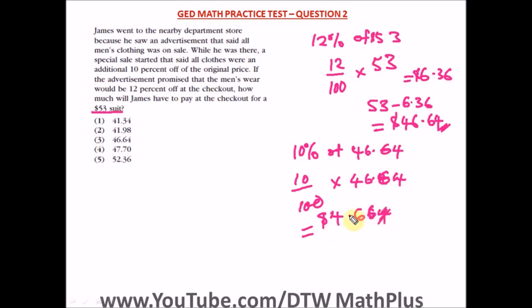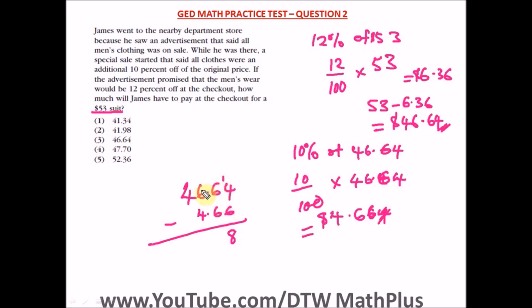All right. So from here, we can now subtract this $4.66 from $46.64 to get the final amount he's going to pay for the suit. So we have 46.64 minus $4.66. What do we have here? Can we subtract 6 from 4? No, we have to borrow a 1. That's 14. 14 minus 6 will give us 8. And what are we left with here? We're left with 5.